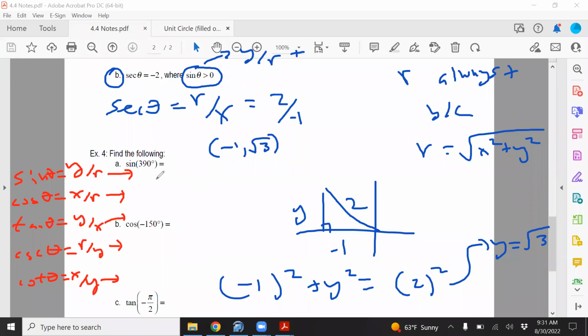So that'll be root 3 over, oh, what's r? R is going to be 2, yeah. So that's root 3 over 2. That's negative 1 over 2. That's negative root 3. And you flip the other ones over. That's 2 over root 3, and negative 1 over negative root 3. Yeah, there we go.